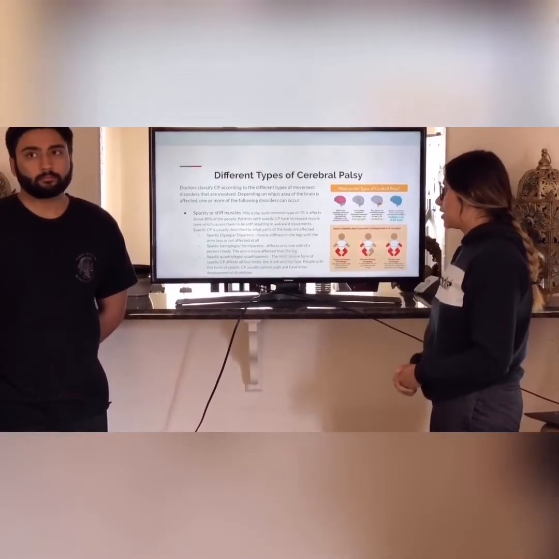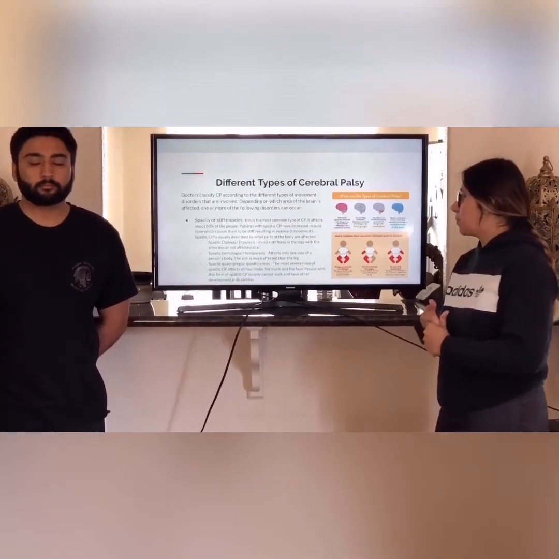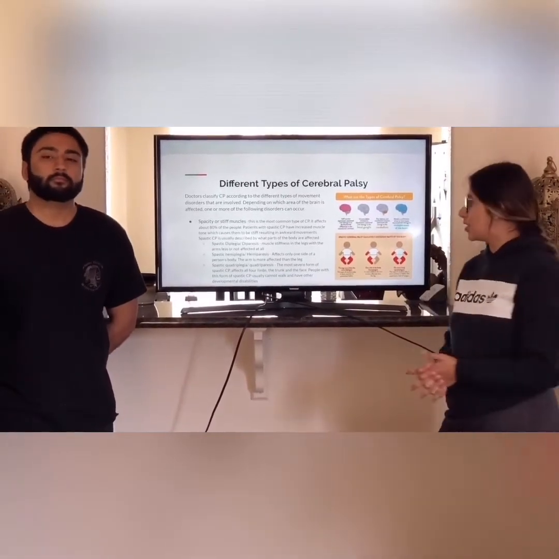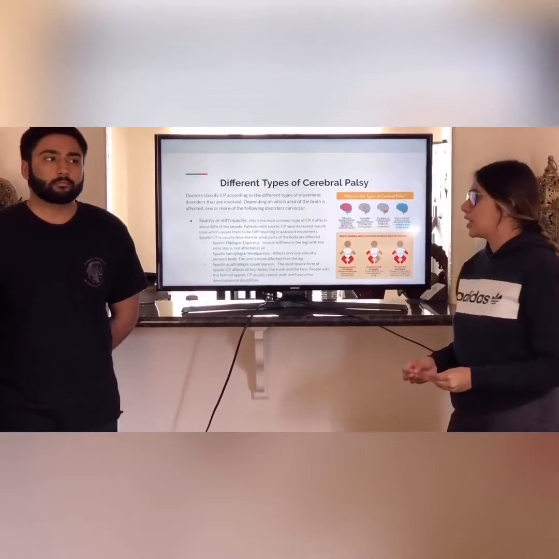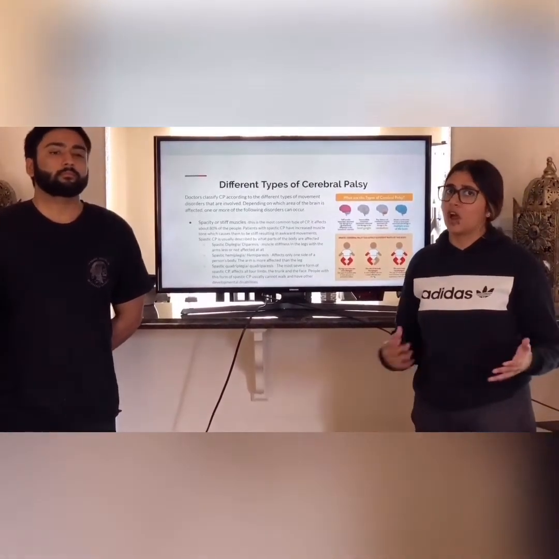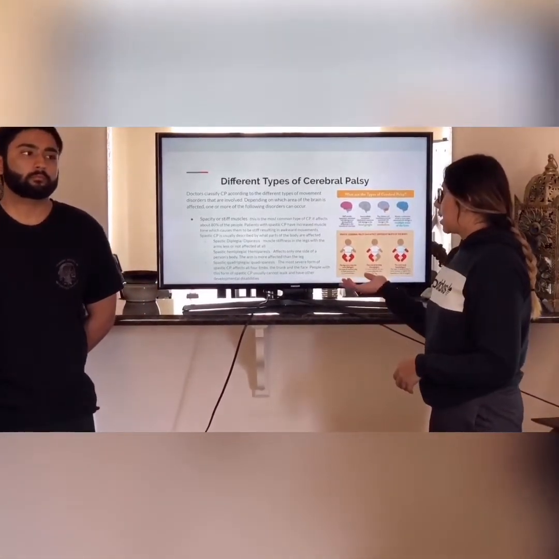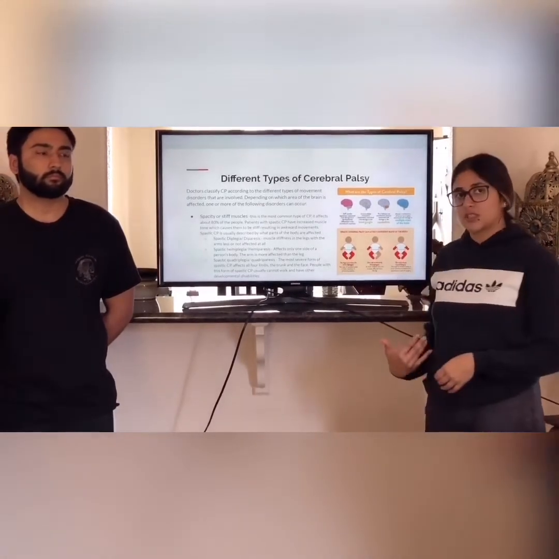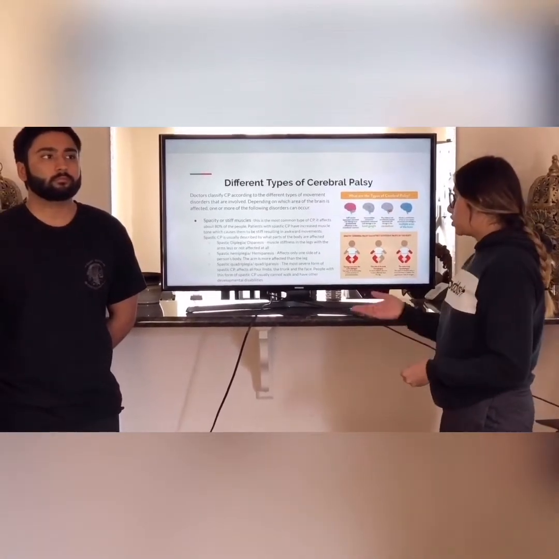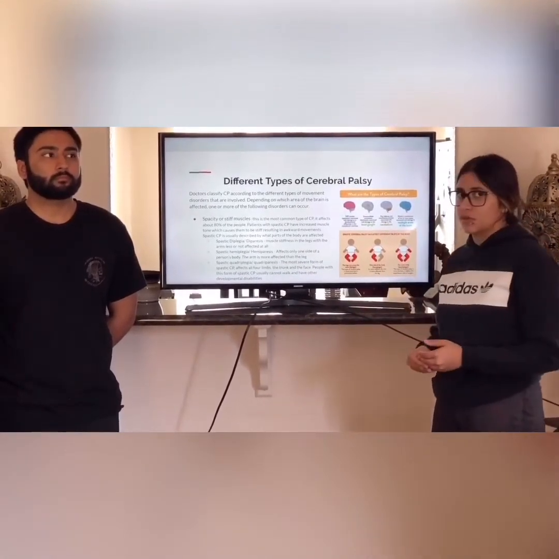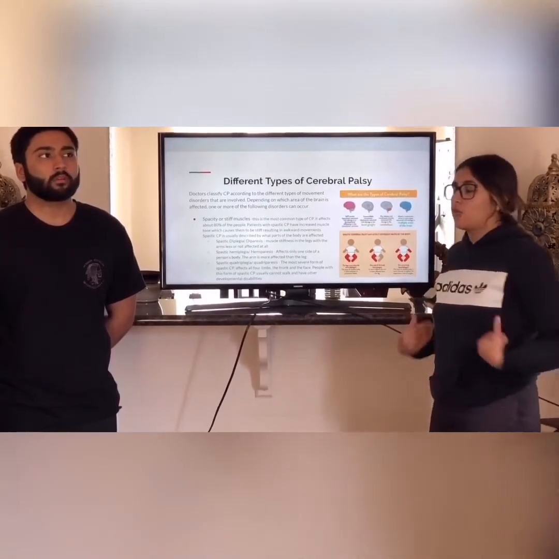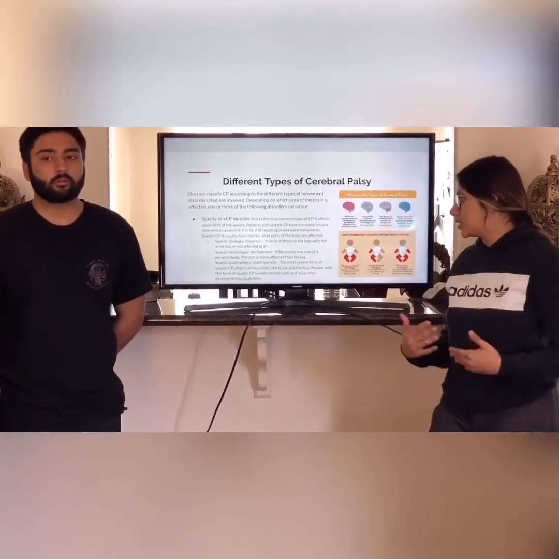Spastic diplegia is muscle stiffness within the legs, and the arms are usually less affected or not affected at all. Spastic hemiplegia affects only one side of the person's body, and spastic quadriplegia is the most severe form of spastic CP. It affects all 4 limbs, the trunk, and the face.